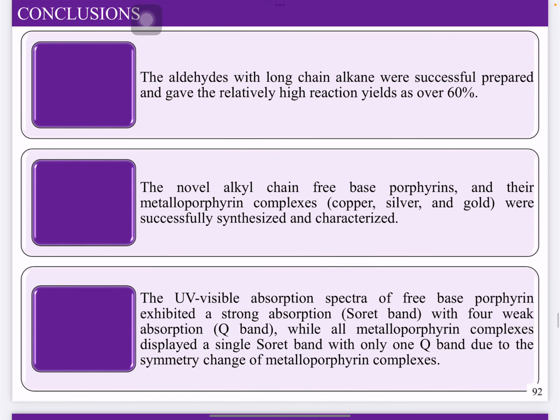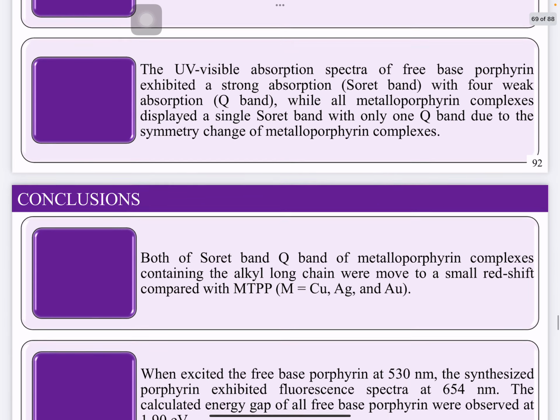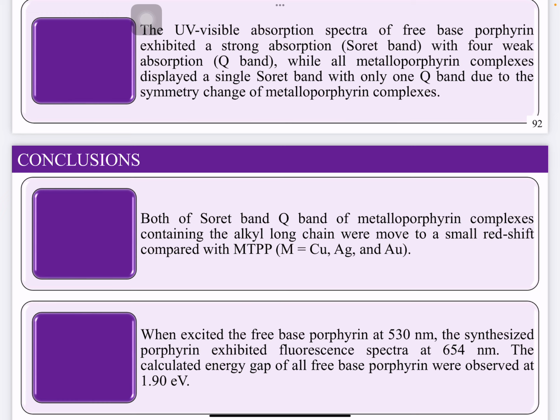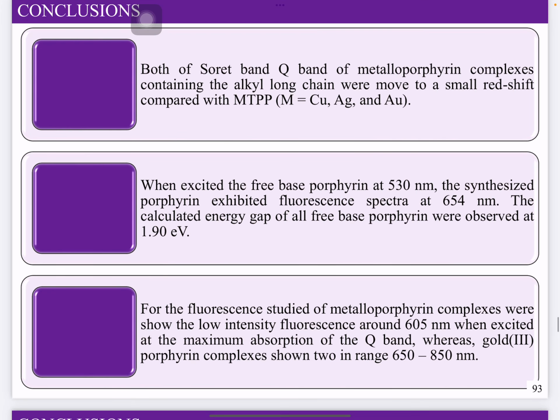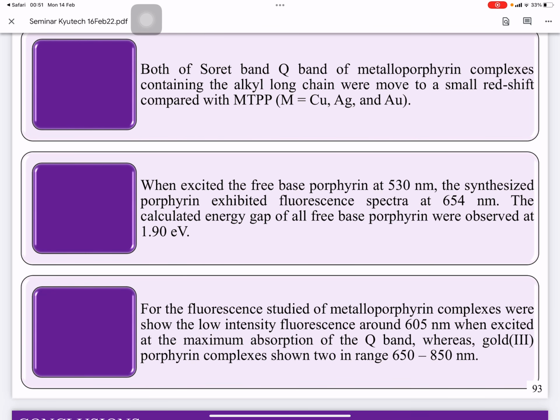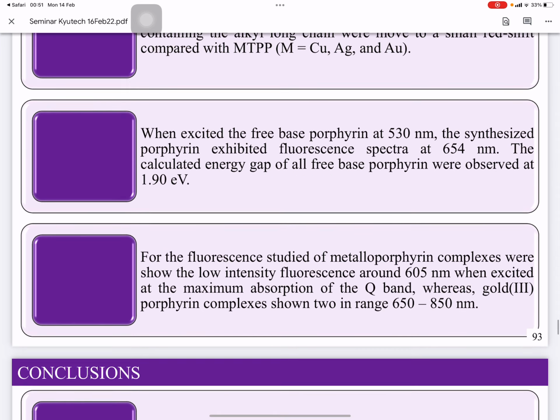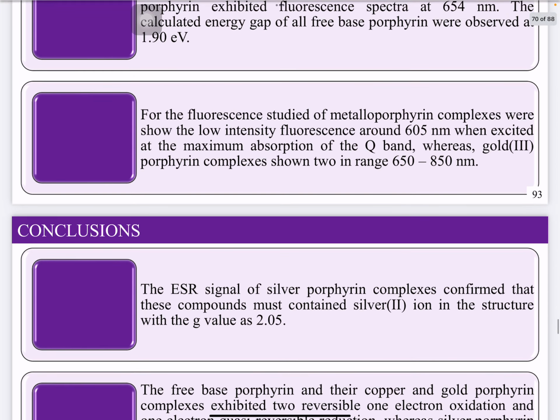In conclusion, the aldehyde and also the free base porphyrin with the metalloporphyrins were successfully prepared. Absorption spectroscopy using UV-visible spectroscopy shows one strong Soret band and 4 Q bands for free base porphyrin. The metalloporphyrins show only one Soret band and also one Q band. With an excitation wavelength of 530, they give an emission spectrum in the range of 654, and the energy band gap was calculated as 1.4 or 1.90.